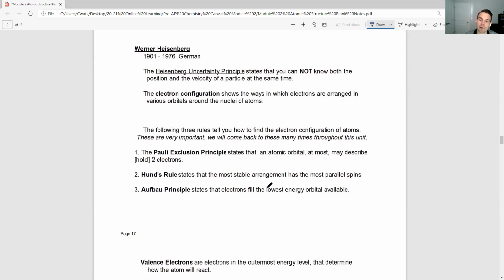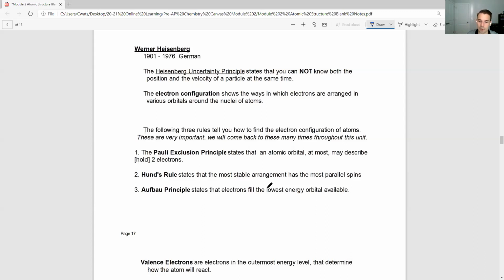The electron configuration shows the ways in which electrons are arranged in various orbitals around the nuclei of atoms. There are 3 rules. So how these notes go is there's a lot of individual things that we have to talk about before we can put it all together. So if some of these individual things don't make sense currently, they will when we put them all together at the end. So 3 rules.